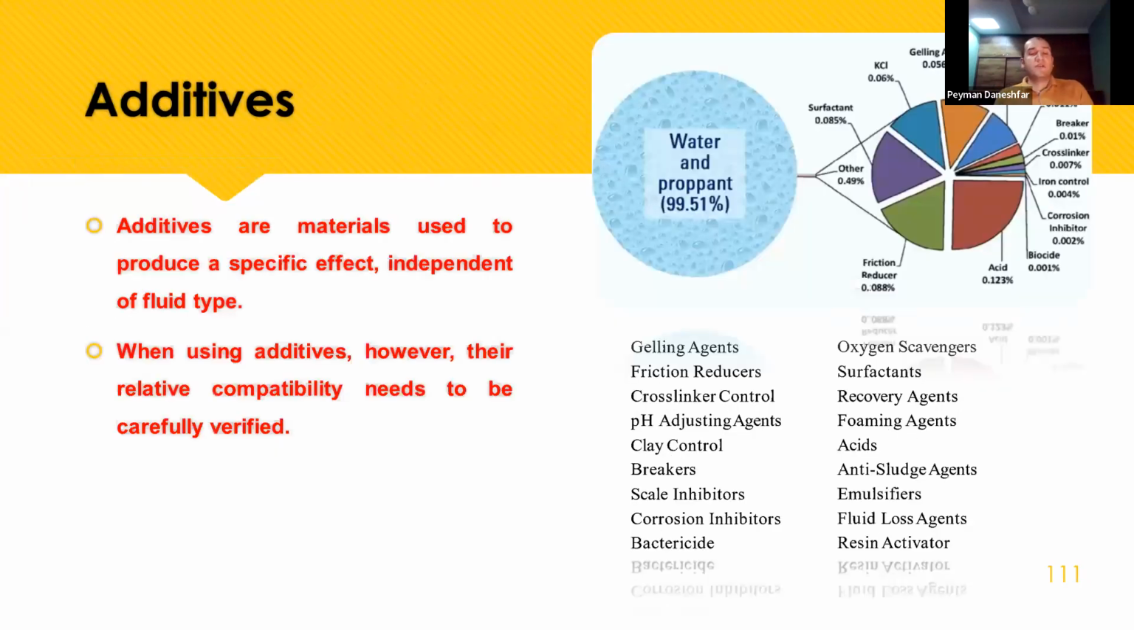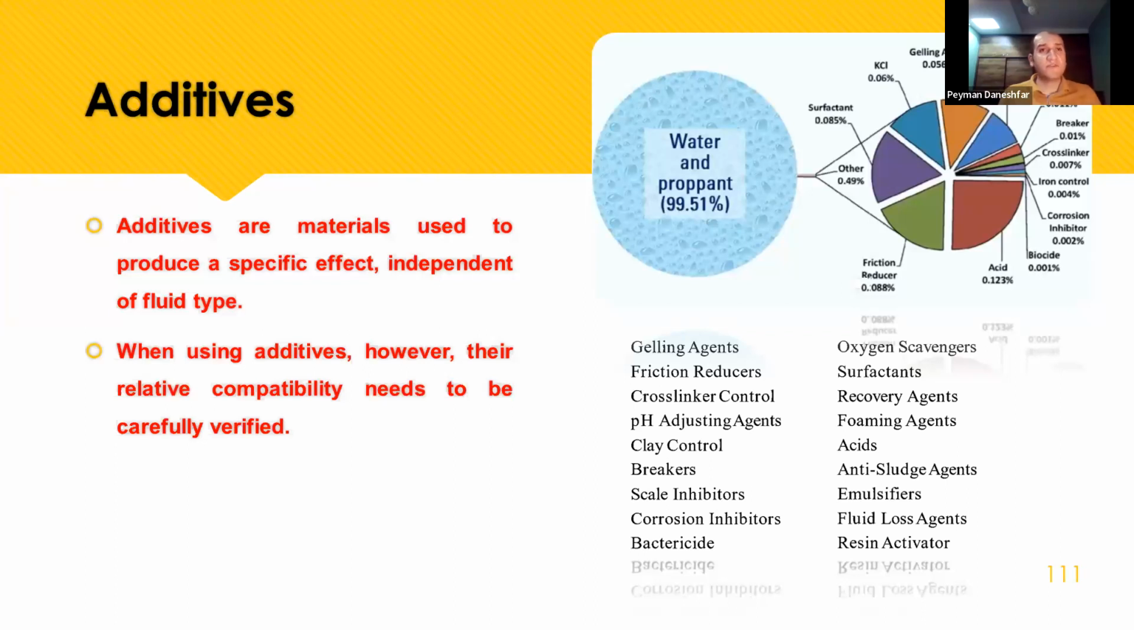Additives. As its name suggests, additives are materials used to produce a specific effect independent of fluid type. Now, you know, an additive is like a medicine for the fracture fluid. When we use a water-based fluid, okay, a clay stabilizer should be used. A clay stabilizer is a medicine for our fracture fluid to inject it into a well.